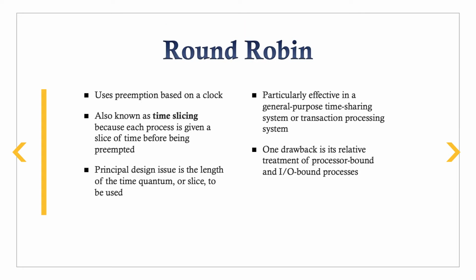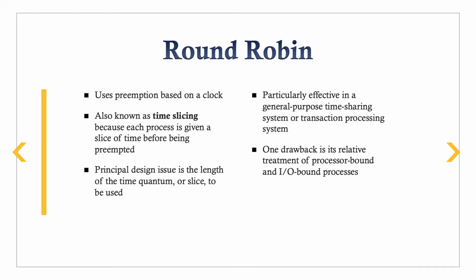Round robin, this one actually does use preemption based on a clock. It's also known as time slicing. Each process is just given a slice of time, and then it's preempted. Now, the principal design issue is the length of the time quantum or slice to be used. And that's why when you look back at those tables, we've got 2 round robin entries, one for a time quantum of 1, the other for a time quantum of 4. And you can see how that selection of the length of the time slice changes how these processes end up executing.